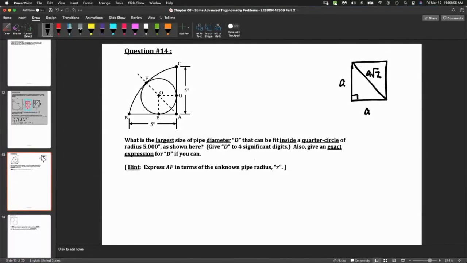The question here: what is the largest size of pipe diameter D that you can fit inside this quarter circle? So this shape here on the outside, maybe I'll just highlight it in orange for a second, that is a quarter of a circle. And then we want to fit a pipe, so that's this thing here. The pipe is this circle right here. So the question is, what is the largest diameter pipe that you could fit in there?